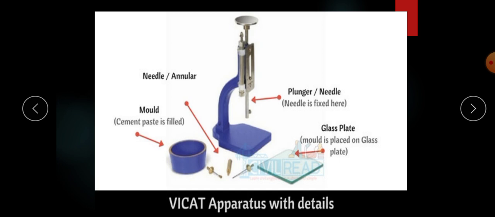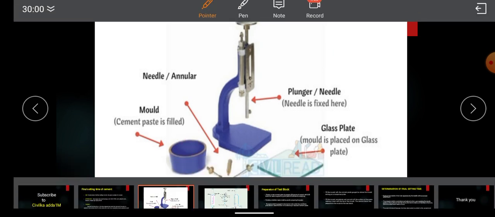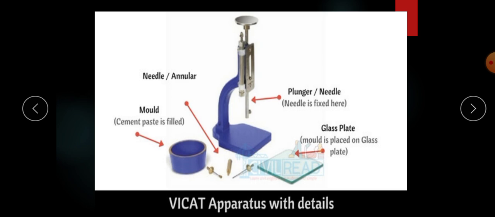We need to stop this experiment when the needle impression is seen on the top of the paste in the mold. When it is not penetrating into the mold, it will give the impression on it, right? When it becomes hard, it will give the indication, and this mark will be made on the top of the cement paste. At that time we need to stop the experiment.